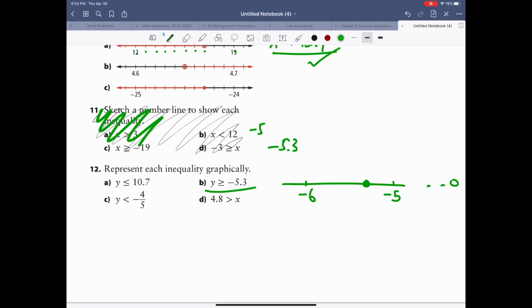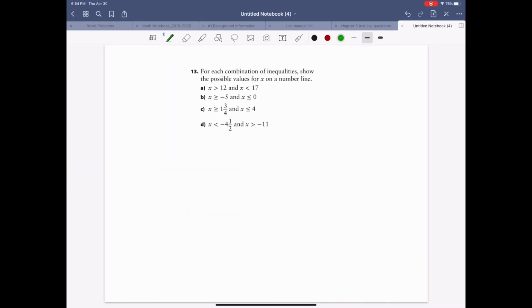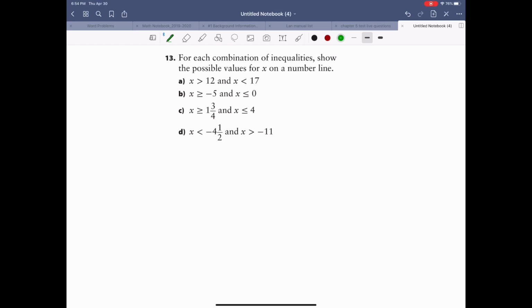So I made the circle solid. Let's say this is -5.3. I made the circle solid. Why? Because it has the equal sign here. And bigger than, so it's this way. Cool. And 13. For each combination of inequalities, show the possible values of x on the number line.